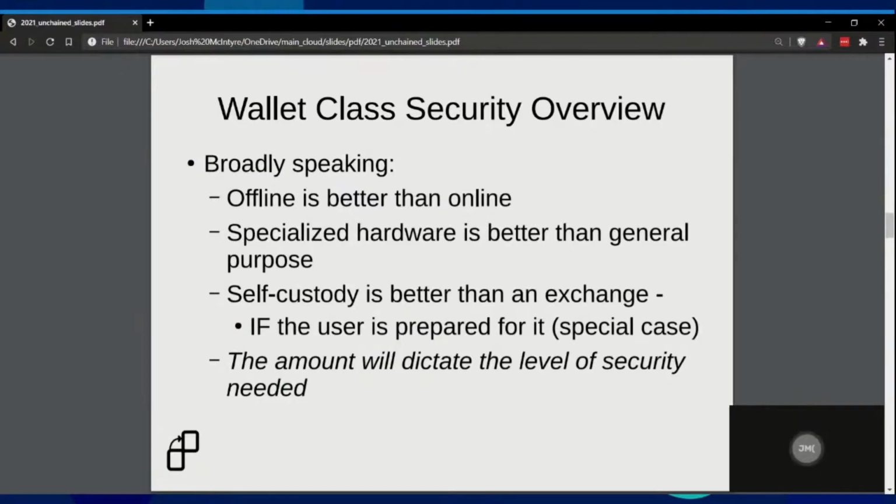So overall, the amount of money that we're talking about is going to dictate the level of security needed, right? The amount of security that you need for your spending money is different than the amount of security you need for your life savings of Bitcoin.